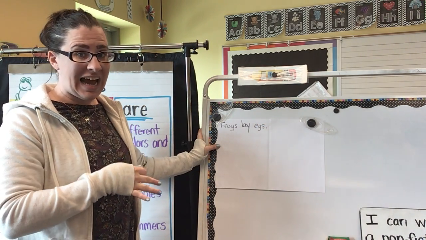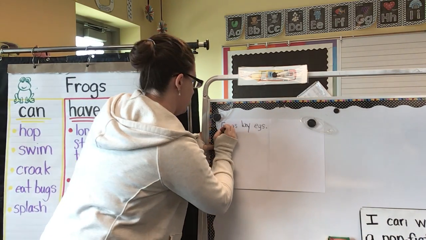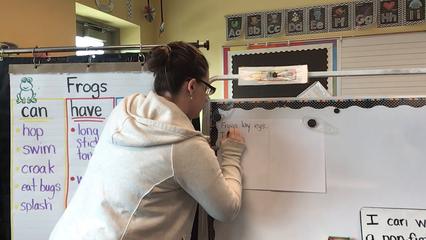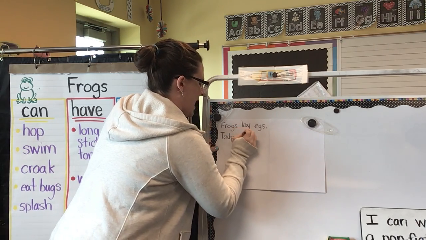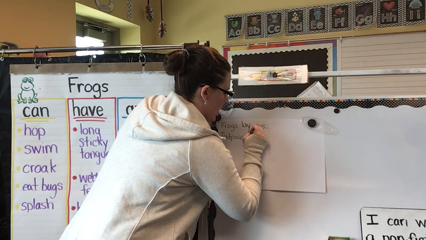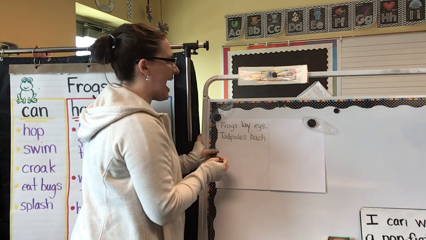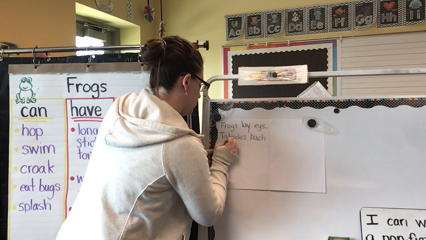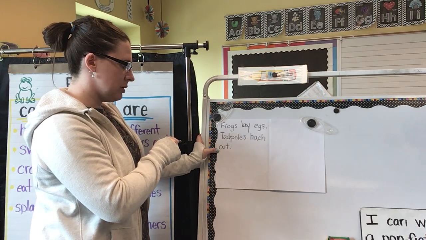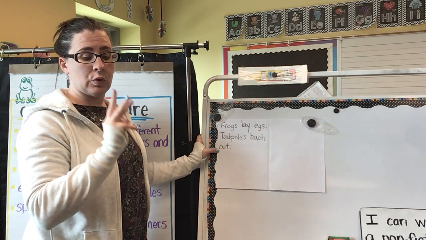Tadpoles hatch out. So tadpoles. I do know that's up here. Tadpoles. Hatch. Hatch. I'm going to just write it the best I can listening to the sounds. Hatch. Ow. O-U. Frogs lay eggs. Tadpoles hatch out. The tadpoles grow into frogs.